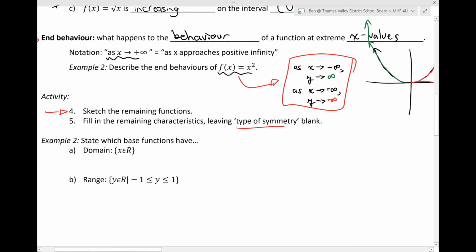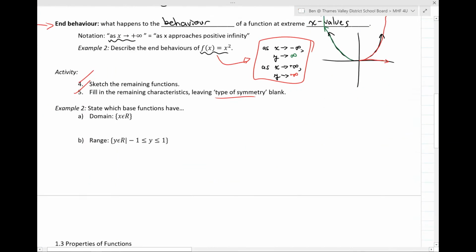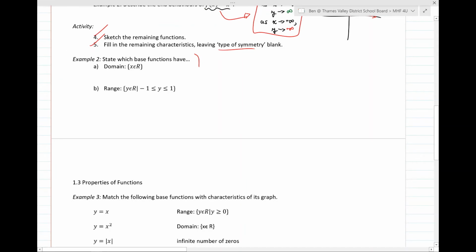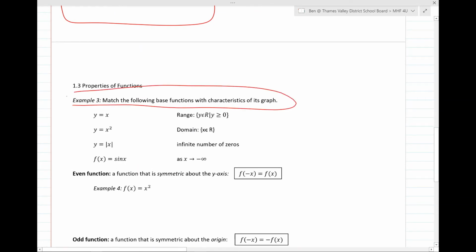Back to the lesson though. So we've sketched the remaining functions and we've filled in the characteristics, leaving type of symmetry blank. So, sorry about this. Here is a bit of a practice one. You can do this one on your own, trying to find the base functions that have the domain of all the real numbers and that have this certain range. You can practice that on your own. I'm not going to go over that in this video. Same thing with example 3, matching the functions with characteristics. These solutions will be posted on the Brightspace classroom, but I am not going to go over them in the video.